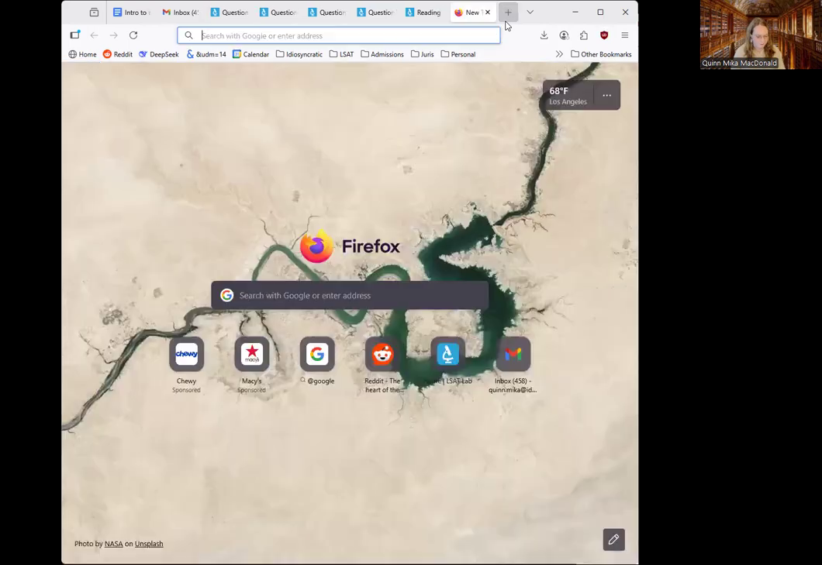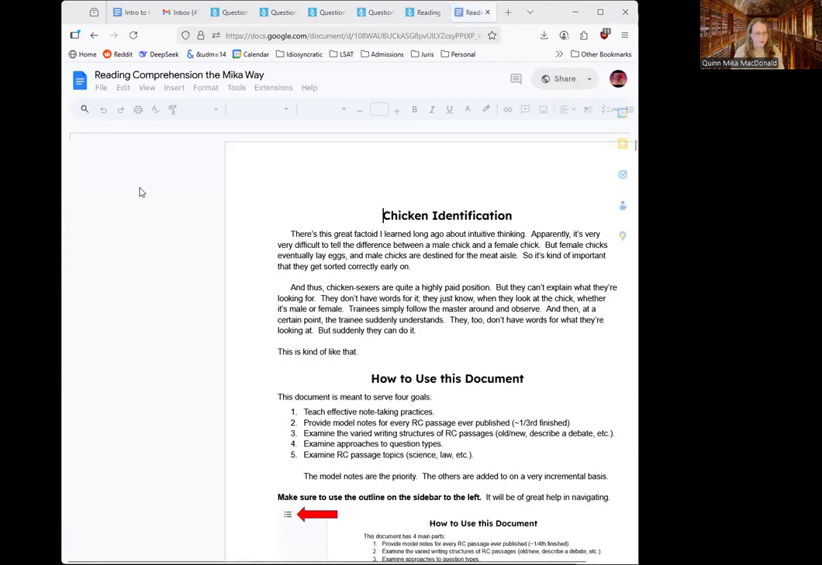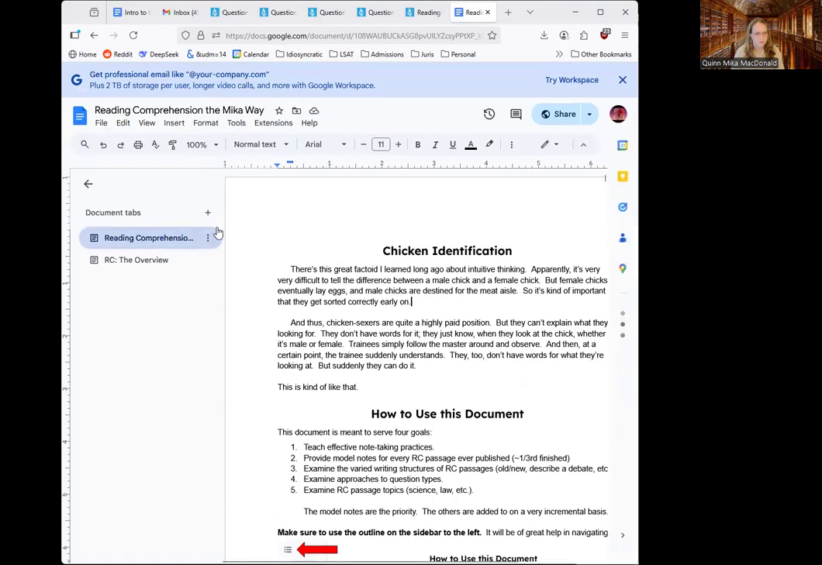So we'll pause there and pop open to my older reading comprehension document. Okay. Come on, you can load. Oh, good Lord. Okay.